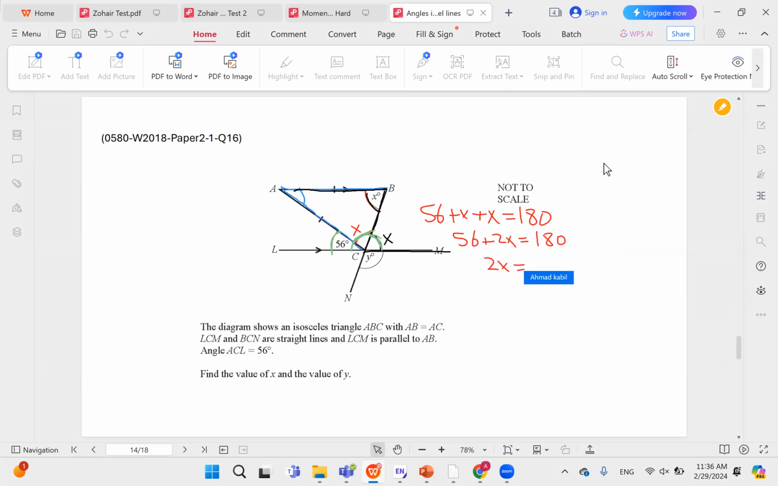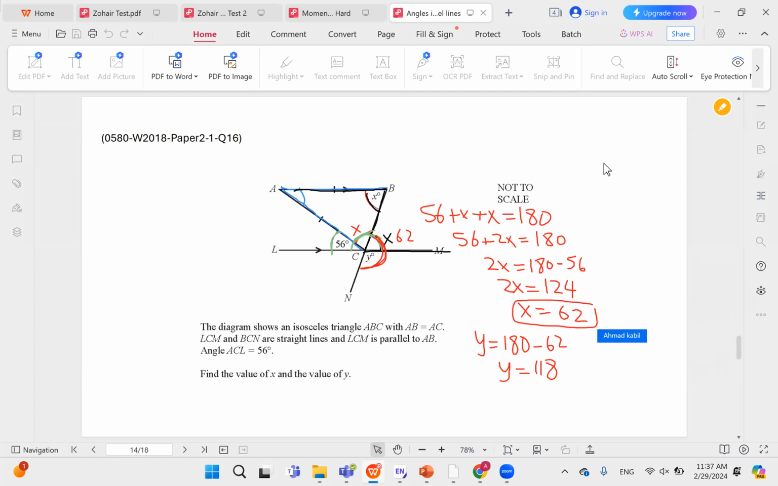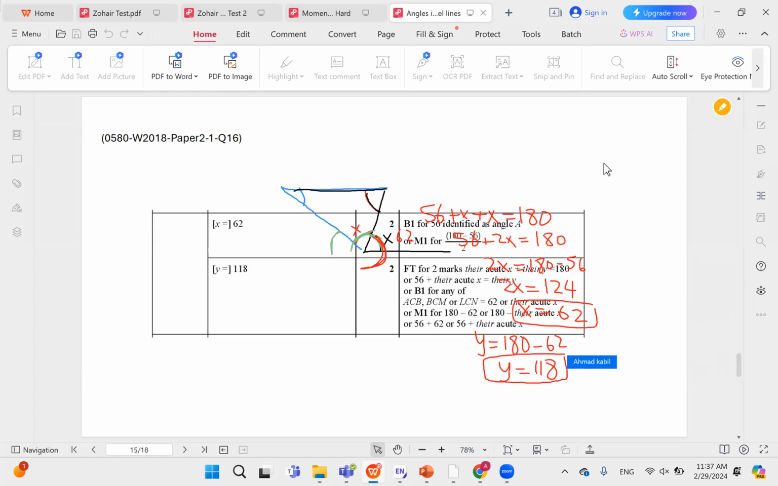2x equals 180 minus 56. 2x equals 124. So therefore, x equals 62, divided by 2, of course. So now we have x equals 62. To get y, we notice that these two angles together form 180. So therefore, y equals 180 minus 62. y equals 118. So x is 62 and y is 118. And these are the answers as well.